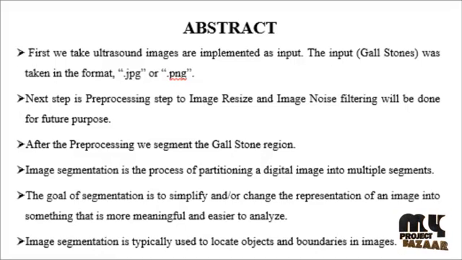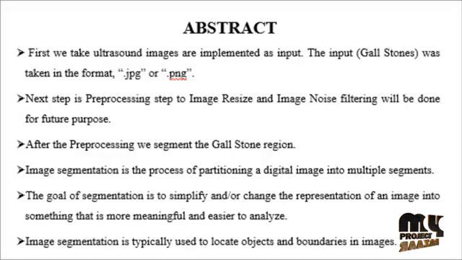After the pre-processing, we segment the Gallstone region. Image segmentation is the process of partitioning a digital image into multiple segments. The goal of segmentation is to simplify or change the representation of the image into something that is more meaningful and easy to analyze. Image segmentation is typically used to locate objects and boundaries in the image. The image is segmented using the level set algorithm and the KFCM algorithm.